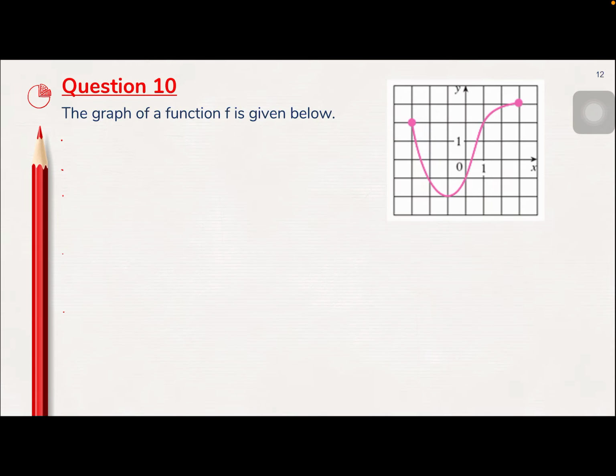Question 10. The graph of a function f is given below. Well, here is not below, but this is the graph. So let's start with the first one.